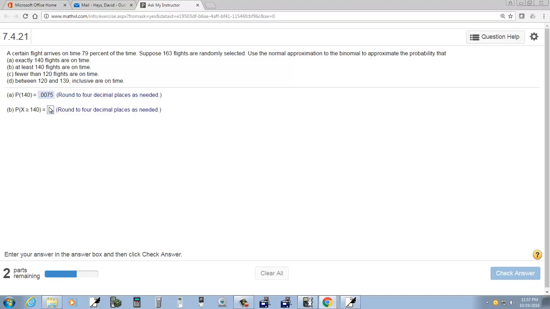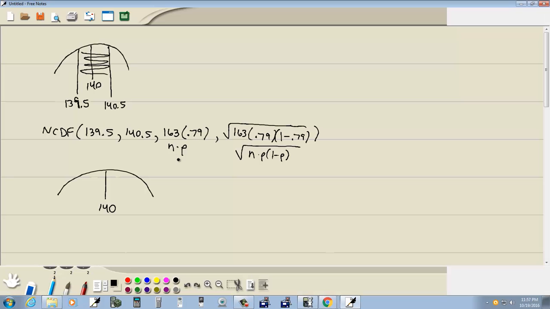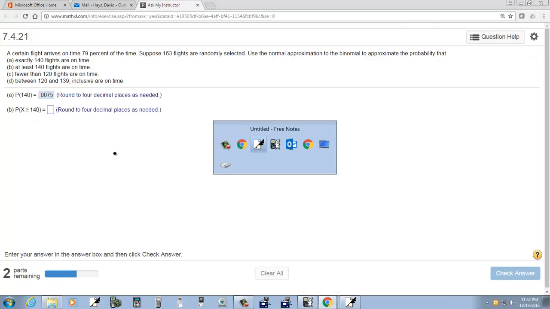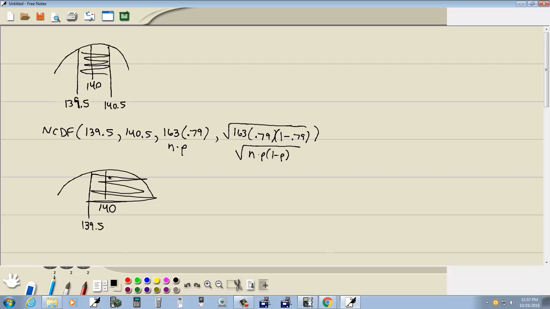If your wording includes the number, your shading should include the number. Well, greater than or equal to 140 includes 140. So our shading should include it. If I added 0.5, then it would not include it because I'm shading to the right. So I'm going to subtract 0.5. So at least, greater than or equal to, means we shade to the right. Again, if your wording implies it includes 140, your shading has to include 140.